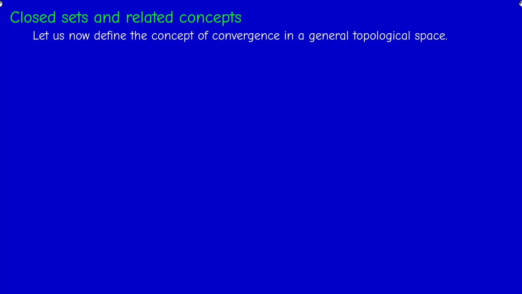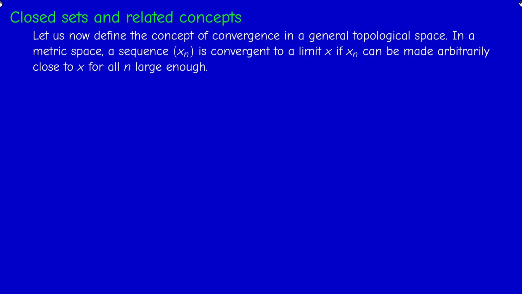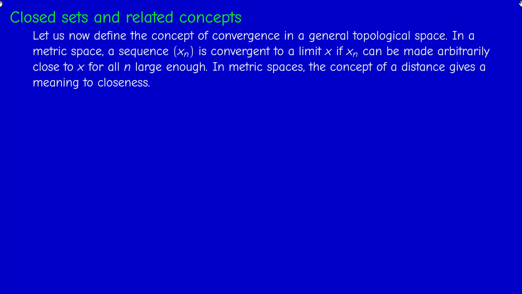Now, convergence. Okay, let us revisit the notion of convergence. First, let us see what happens in the metric case. If we have a distance, then we have the notion of closeness between 2 points. So 2 points are close together to each other if their distance is small. So in a metric space, we say that a sequence xn is converging to element x if xn can be made arbitrarily close to x for all n large enough.